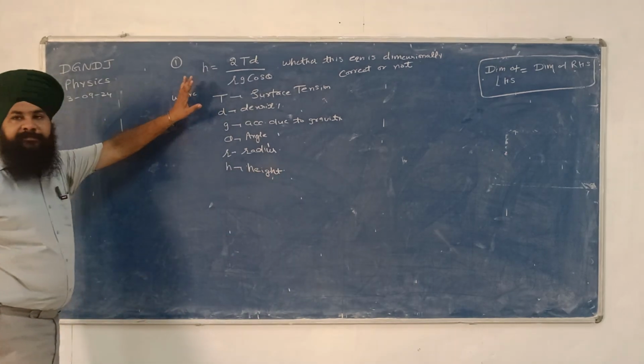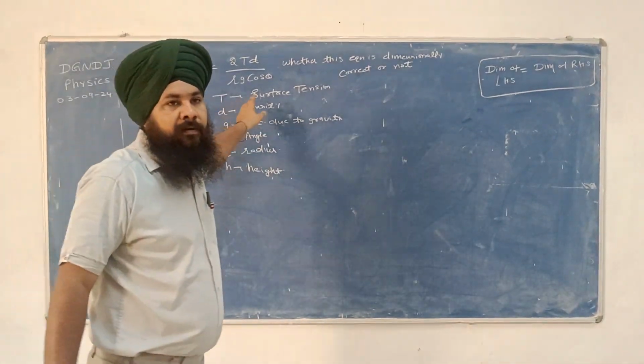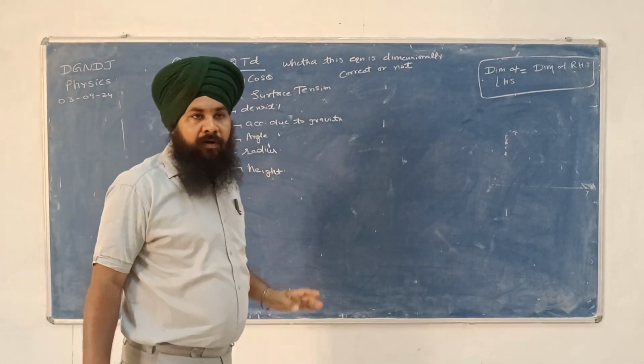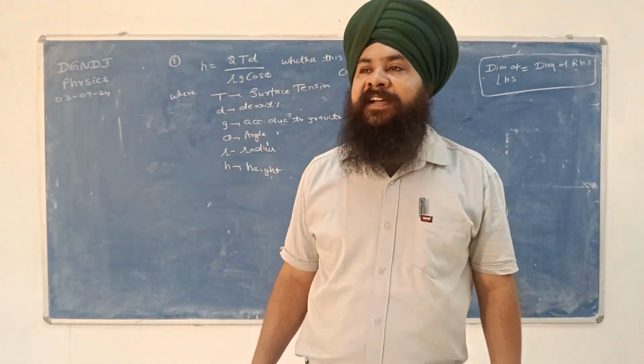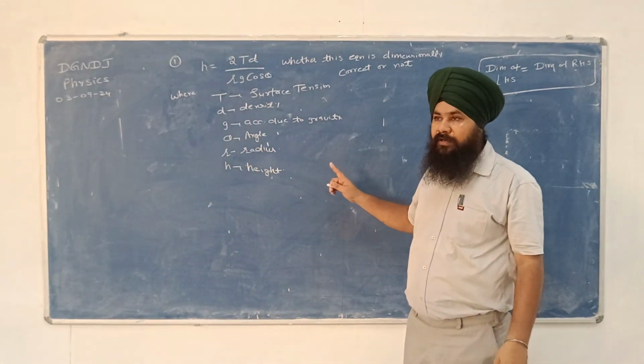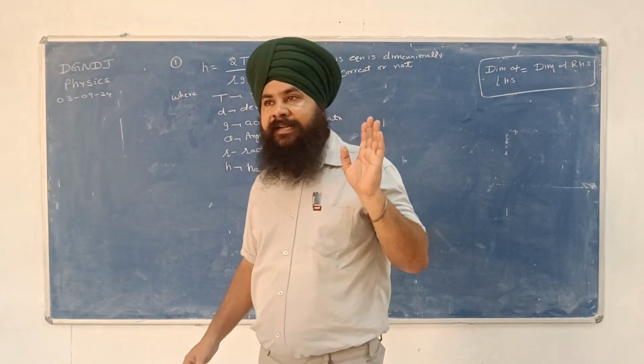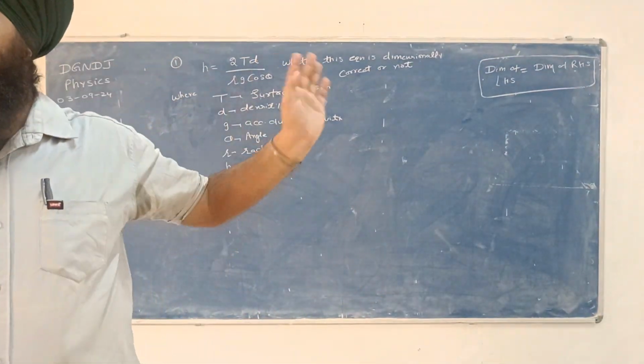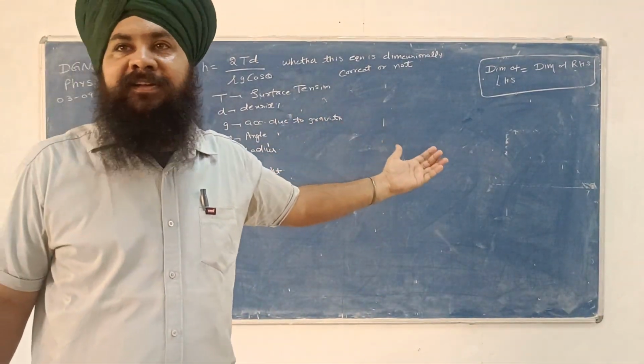Now see, we have all the terms. Now please verify whether this equation is dimensionally correct or not. ठीक है, अब हमारे पास सारी terms हैं. अब हमें ये देखना है कि ये equation dimensionally correct है या नहीं.